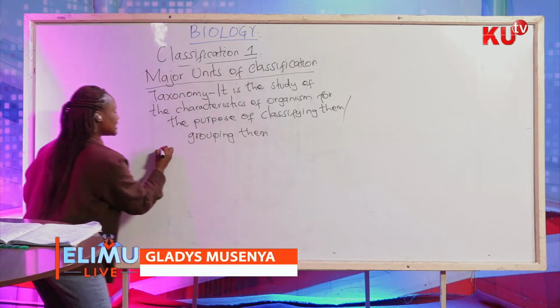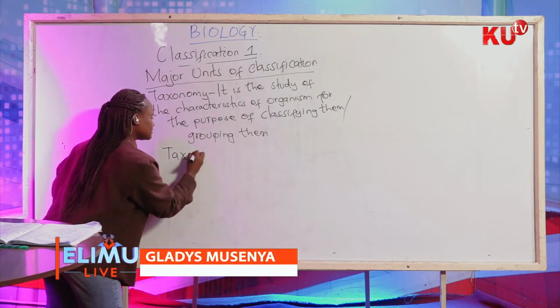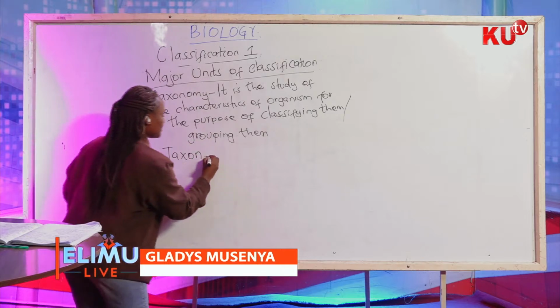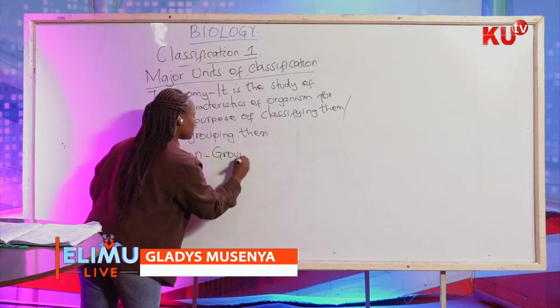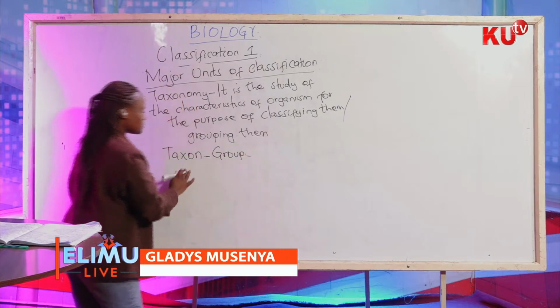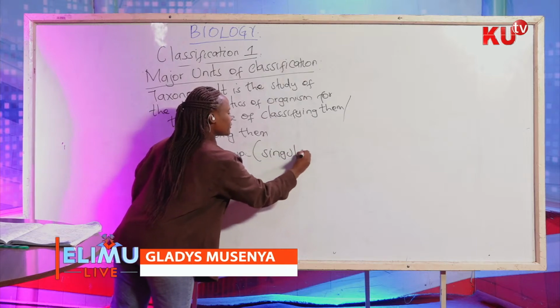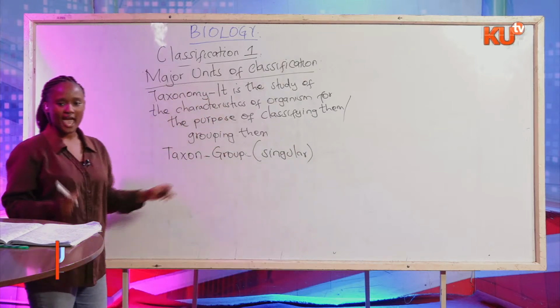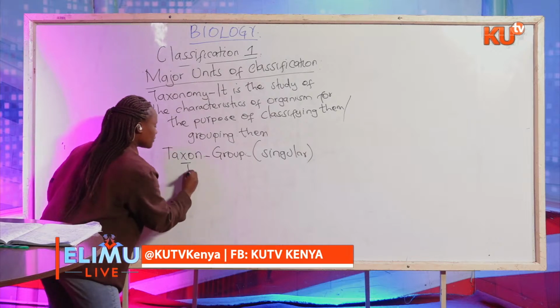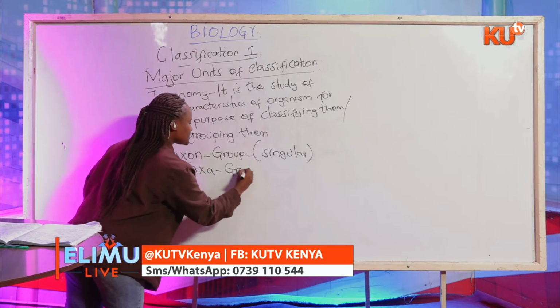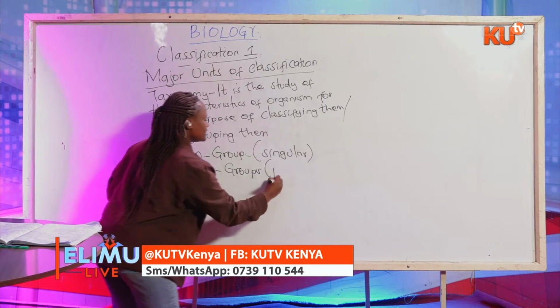Then we have the taxon. What is a taxon? These are the groups that are formed. In singular, we call it a taxon, and in plural, we call it taxa. These are groups.